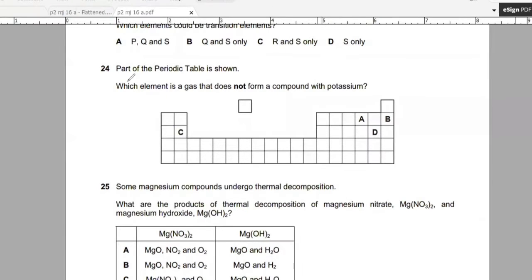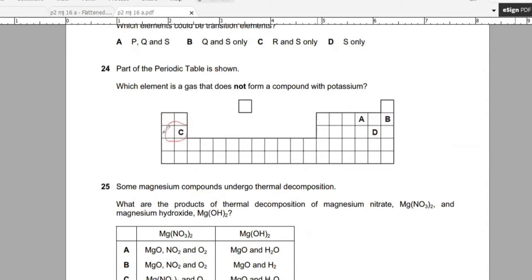Which element is a gas that does not form a compound with potassium? Which element is a gas that does not form compounds with other elements? So listen, this is an S block element, this is a P block element, this is a D block element. They have given the options.